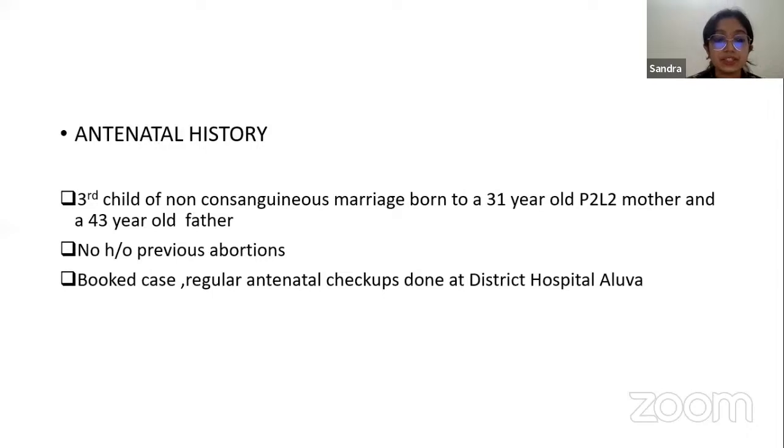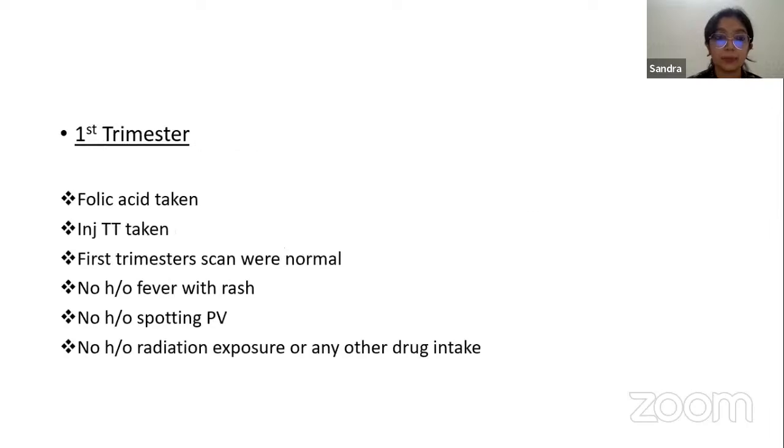Antenatal history. Third child of non-consanguineous marriage, born to a 31-year-old para-2 living-2 mother and a 43-year-old father. There is no history of previous abortions. She was a booked case and regular antenatal checkups were done at District Hospital, Aluva. In the first trimester, folic acid was taken, injection TT was taken, first trimester scan was normal, no history of fever with rash, no history of spotting PV, no history of radiation exposure or any other drug intake.